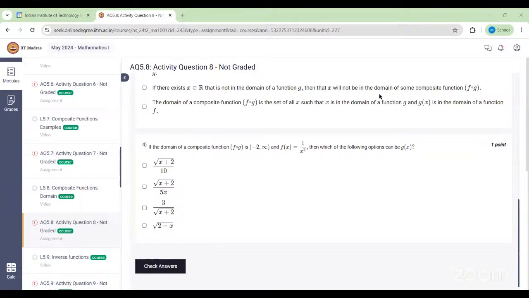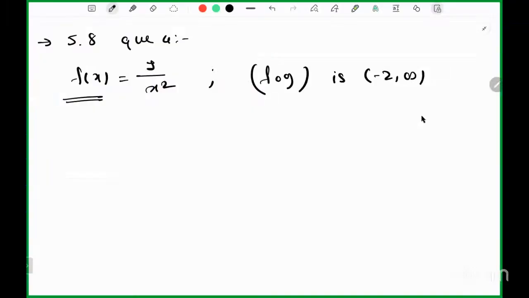Is my screen visible to you guys? The other screen where I am writing? No, ma'am, only the question screen. Yeah, you can see the question. I'll just paste the question, I'll write it down and then we can figure it out. Also, you can see the question on your device too.